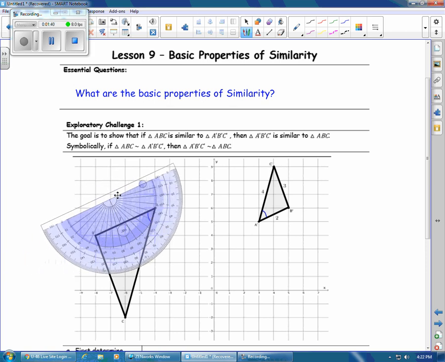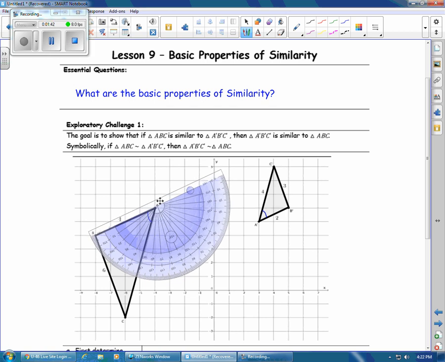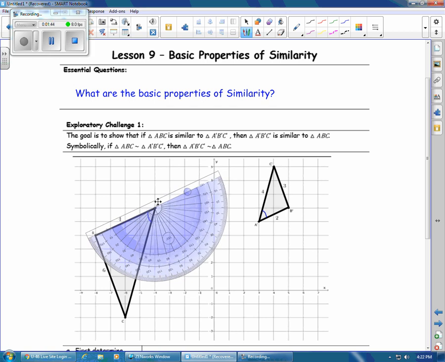And I have a little protractor here. I've been practicing with it, so I'm getting better at it. But I am still struggling a little bit, so please don't make fun of me.